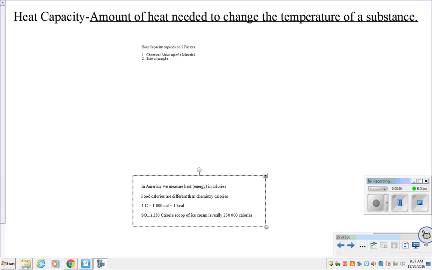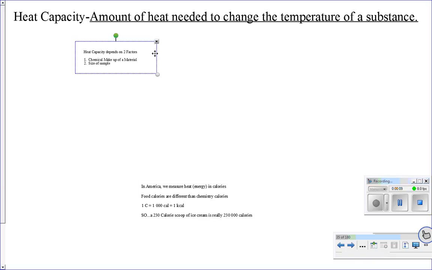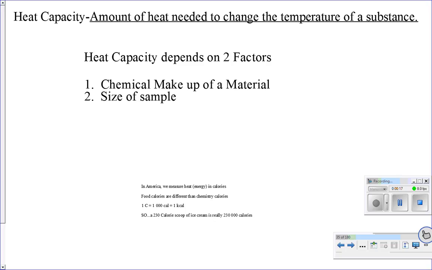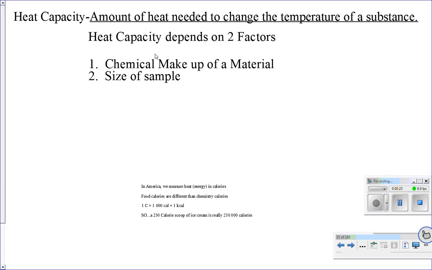Today we're going to be discussing heat capacity and doing some calculations with the heat capacity of water. Heat capacity depends on two factors for a material. It depends on the chemical makeup that material has and the size of the sample. And the way this is actually defined is the amount of heat needed to change the temperature of a substance. We're going to deal more with something called specific heat capacity, which I'll talk about in a minute.